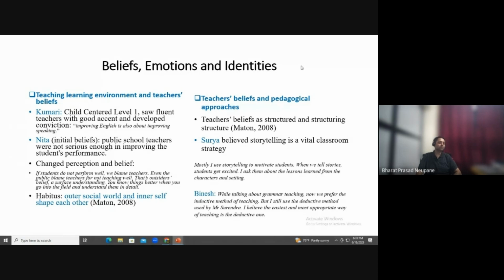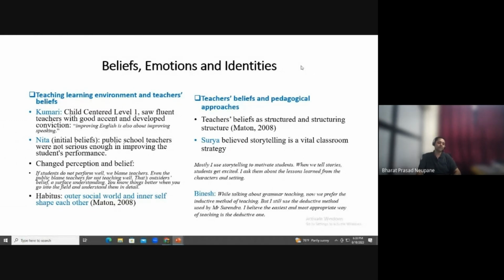And even Nita has shared how environment influences belief. Nita's initial belief was that public school teachers were not serious enough in improving the students' performance when she was teaching in a private school in Kathmandu Valley. But when she was selected as a secondary level English language teacher in one of the public schools in Kathmandu through the TSC examination, after working for a while in that public school, her perception changed. The changed environment, changed context, influenced her belief.